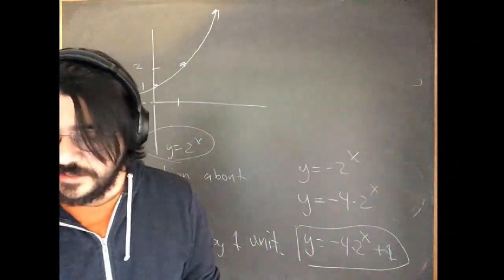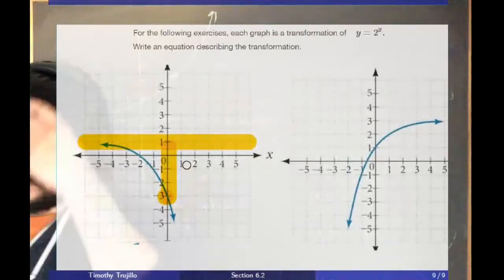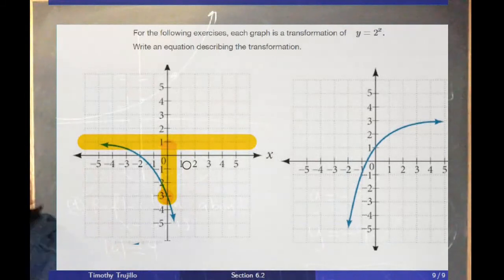Let's now look at the second one, and that'll be sort of the last thing we talk about today. Where is the horizontal asymptote for this one? What's the y value for the asymptote?